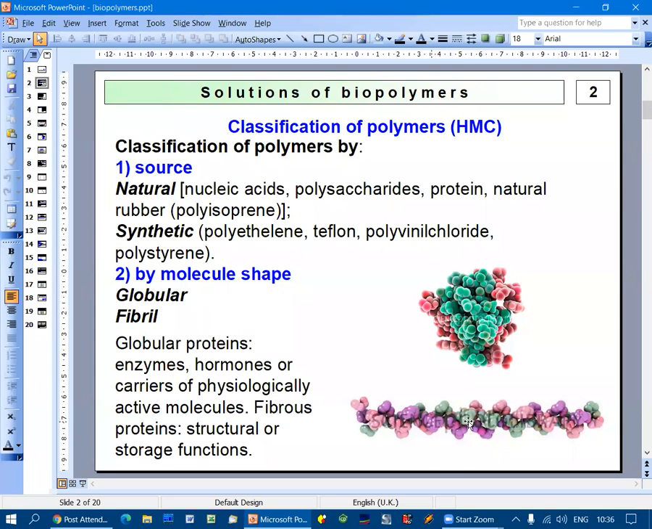Fibrous proteins, with fibrous structure, usually have pleated sheet structure. And usually they are not soluble in water. For example, like alpha keratin. They have different functions because globular proteins are usually enzymes, hormones, and fibrous proteins have structural and storage function.